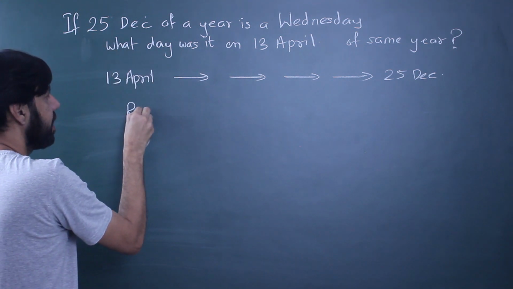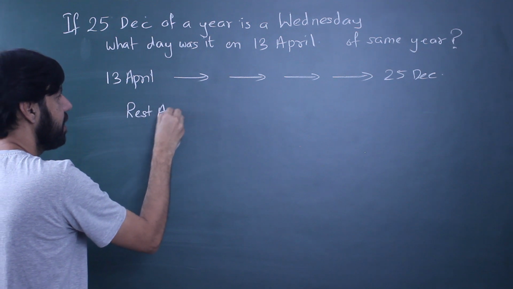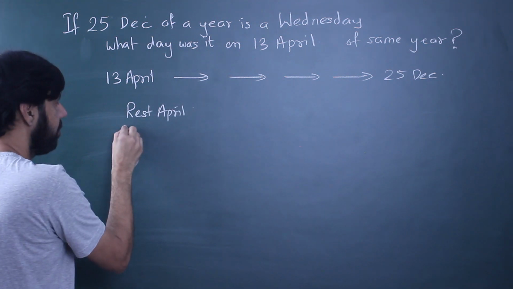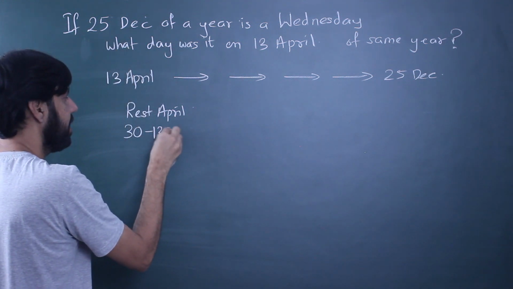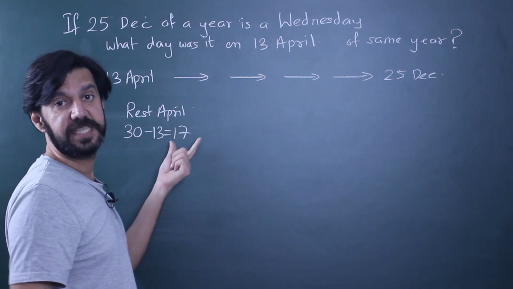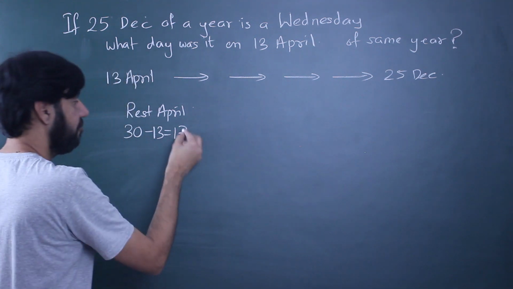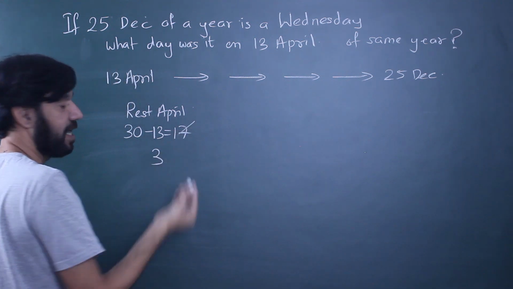So the first thing is the rest of April. Be a little careful here. I'll again do the full calculations. April is a month of 30. 30 minus 13, that's going to be 17. 17 divided by 7. 7 2s are 14 and remainder 3.